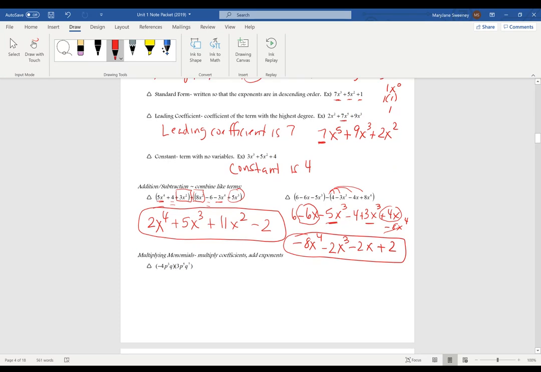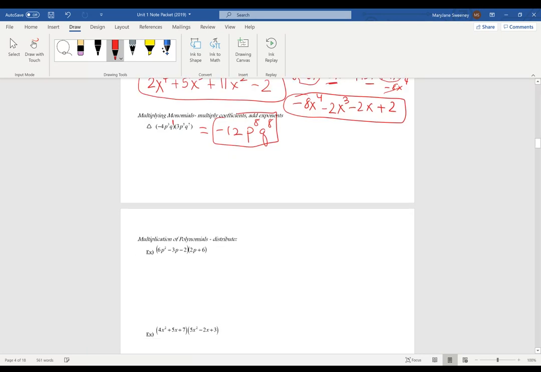Okay, with multiplying monomials, multiply the coefficients, add the exponents. So if we multiply the coefficients, negative 4 times 3, negative 12. We add the exponents, so it's p to the 3 plus 5, which is 8. And then q to the, remember this is q to the first, even though they don't write it. So then that's q to the 8th.